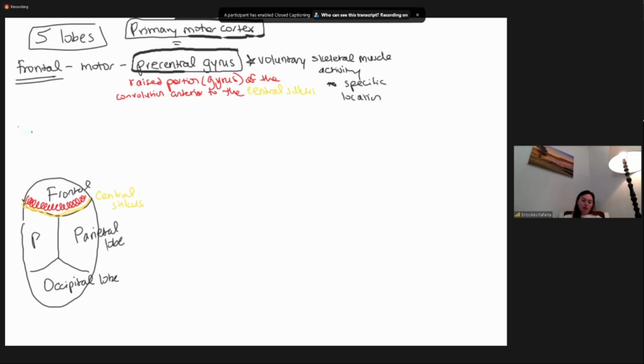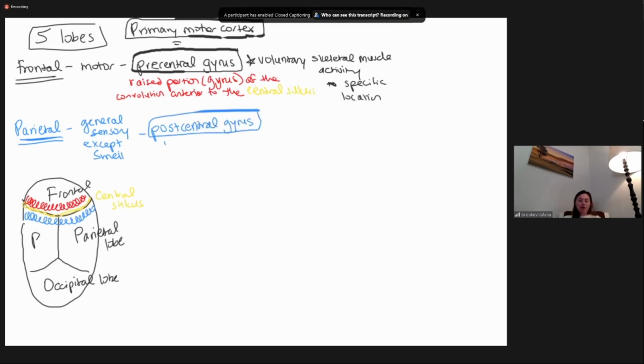The next lobe, let's do a new color. Let's do blue. Next lobe is our parietal lobe. Again, these are lobes of the cerebrum. And we said it was for general sensory, right? Except the sense of smell. So parietal lobe also has a little gyrus that comes by the central sulcus, but we call this the post-central gyrus because it would be posterior in the brain. That term is rostral. So it's rostral to the central sulcus. Okay, central sulcus being that little divot that divides the frontal from parietal.